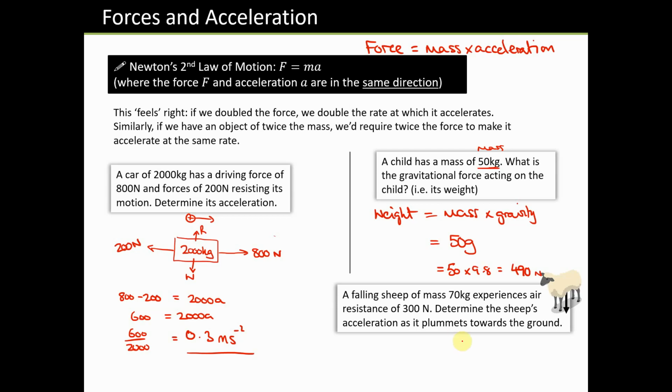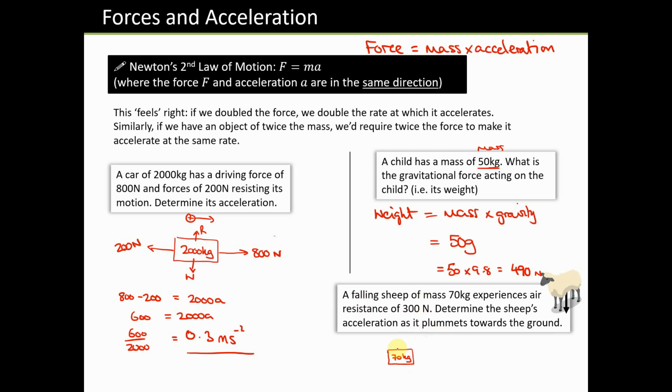Okay, and then this final one, the falling sheep of mass 70 kilograms experiences air resistance of 300 newtons. Determine the sheep's acceleration as it plummets towards the ground. Bit of a gruesome picture to imagine, but if we draw our sheep, that's got a mass of 70 kilograms. Your diagrams don't need to be artistic, just draw a circle or a box for your objects. And if you have more than one, maybe put an arrow and say that's my sheep, that's my something else.